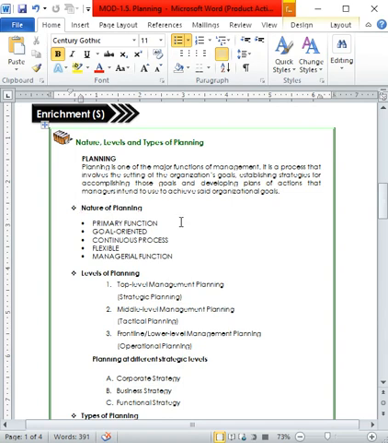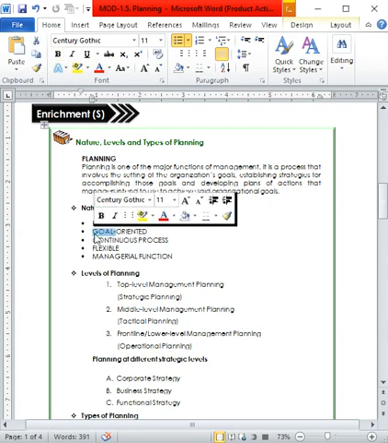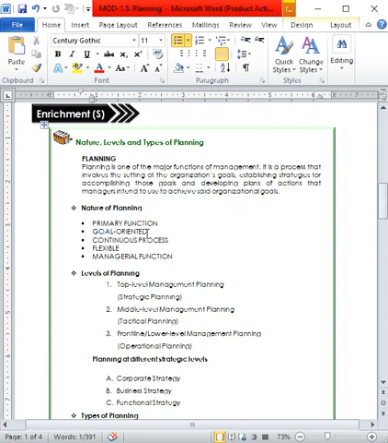We have the primary function, goal-oriented, continuous process, flexible, and managerial function. When we say primary function, that is all about how the functions of management largely depend upon planning. It provides the basic foundation from which all future management functions arise. From the word itself, goal-oriented: plans arise from objectives. Objectives provide guidelines for planning.